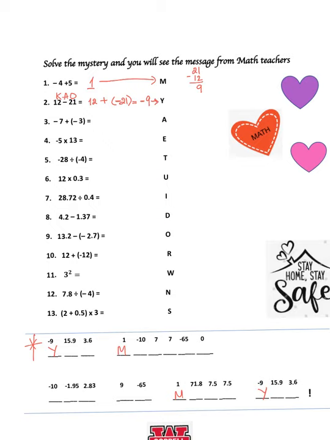Number 3, -7 add -3. Now they are the same sign, so we're going to add. 7 add 3 is 10, and keep the sign, so it's -10. So for -10, we have letter A. This is A for -10, and this is A for -10. So we have only 2 numbers that have -10, 2 letters.